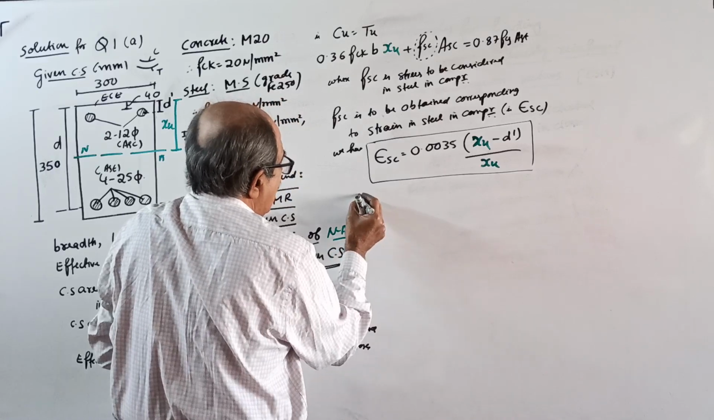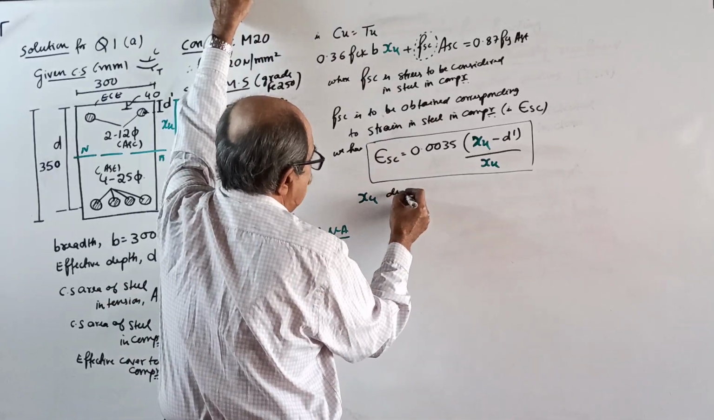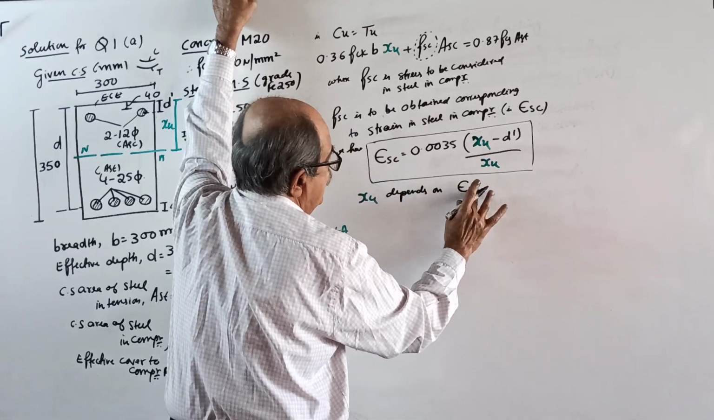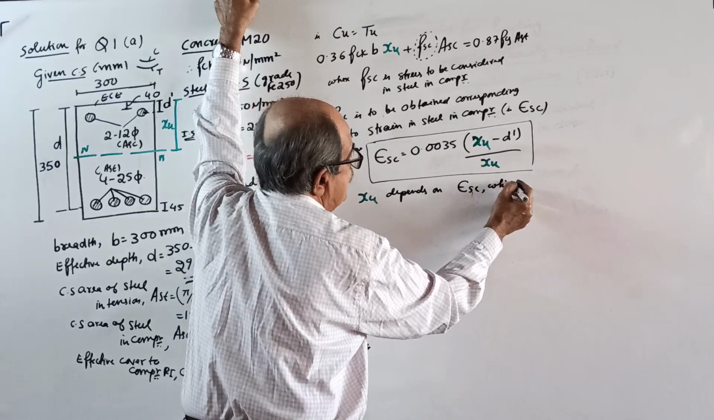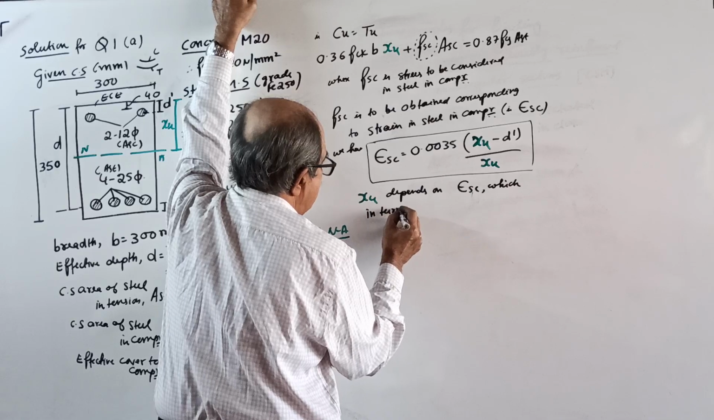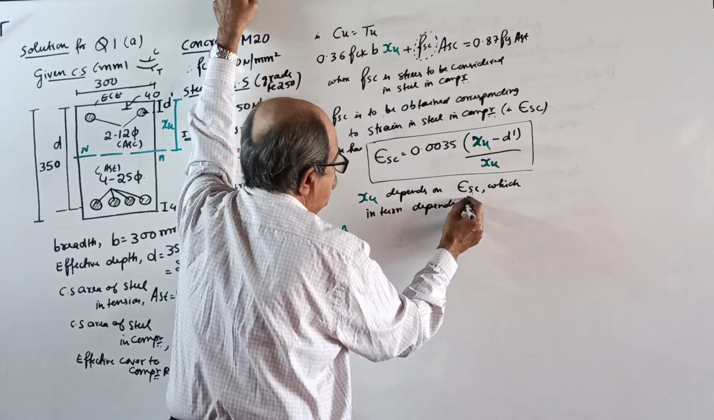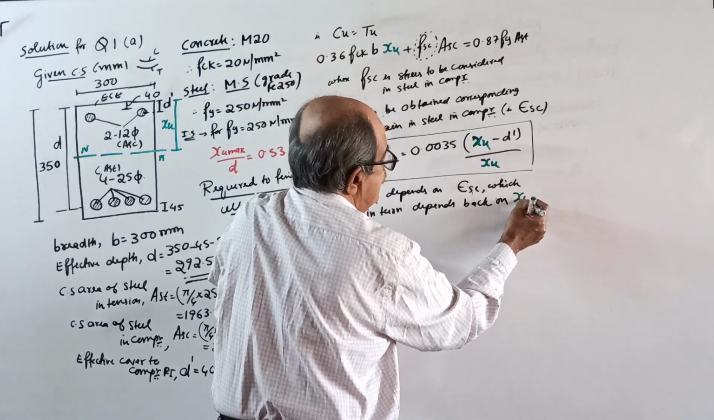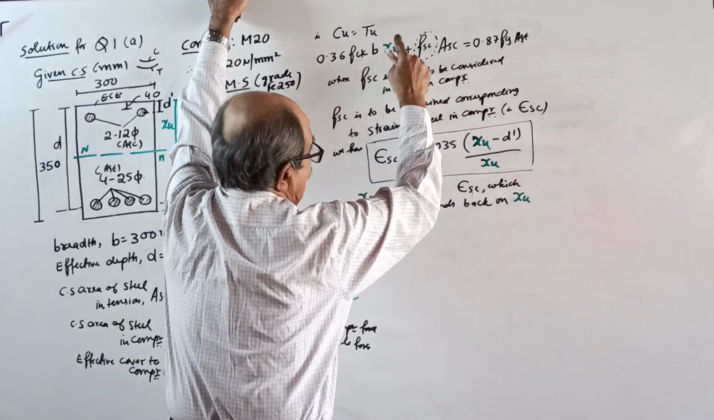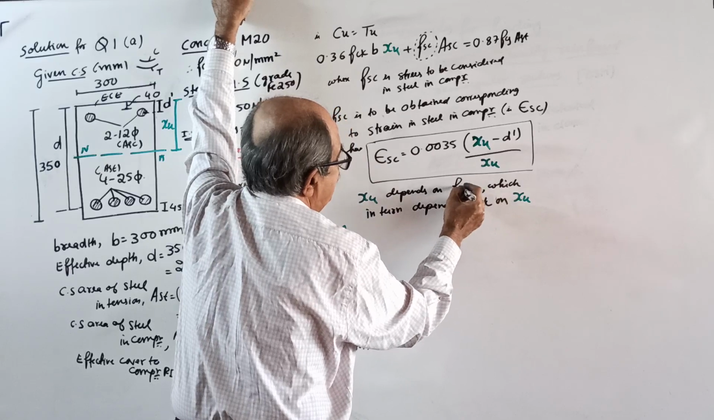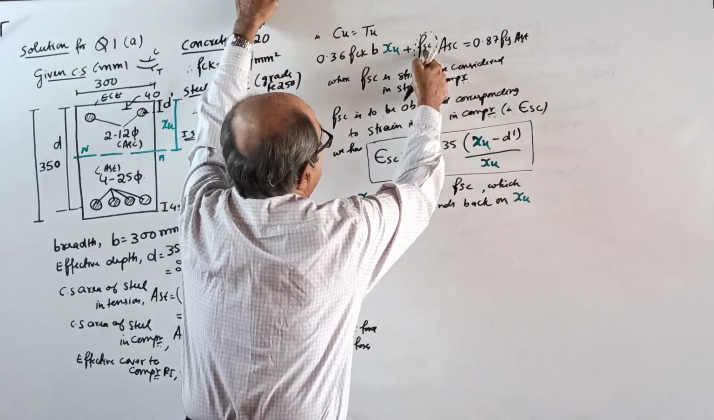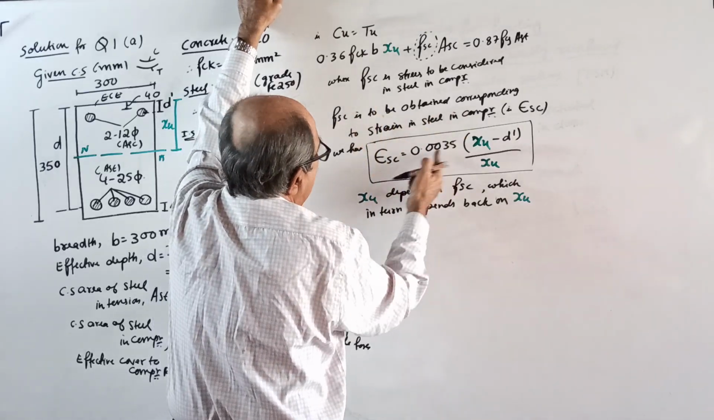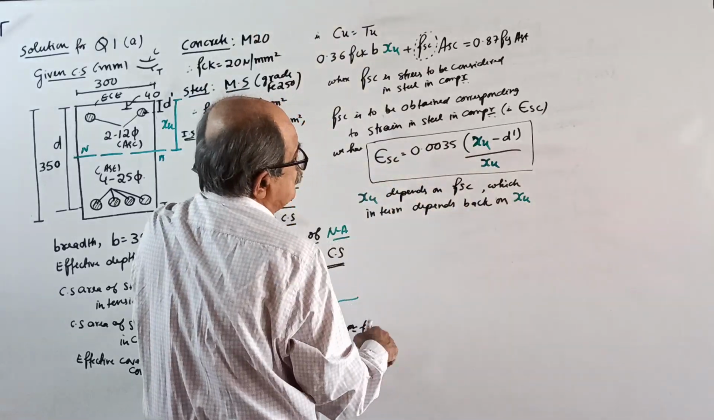Just write here. XU depends on epsilon SC, which in turn depends back on XU. Once again, if you look back, back on XU, that's all. XU depends on FSC. I told you FSC depends on what? Epsilon SC. If you want FSC, you require epsilon SC, which again in turn depends on XU.